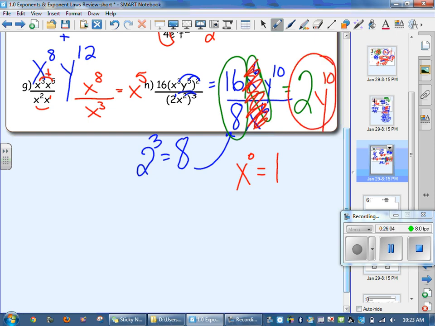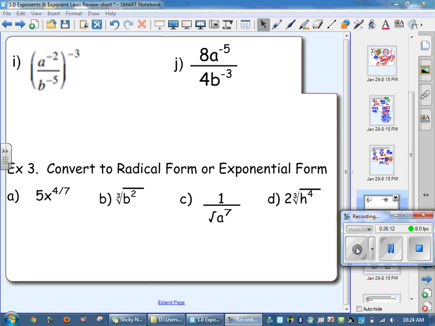Letter I, we have an outside exponent again that has to multiply to the inside exponent. So I'm going to multiply him in. And negative times a negative will turn my exponents into positives. So I'm going to have a exponent 6 on top of b exponent 15. We cannot combine those any further because they have different bases. We're done. If I take a look at j, the coefficients I can divide, and I'm going to get a 2.